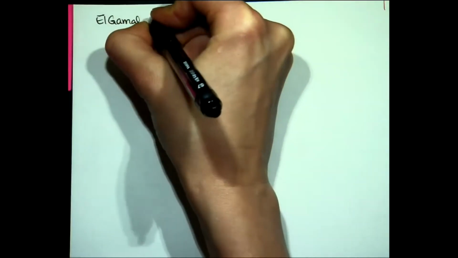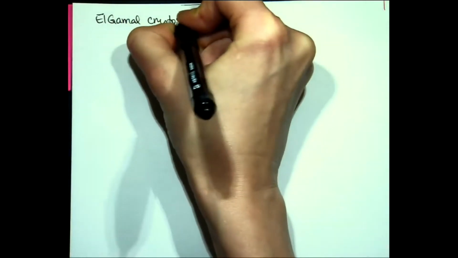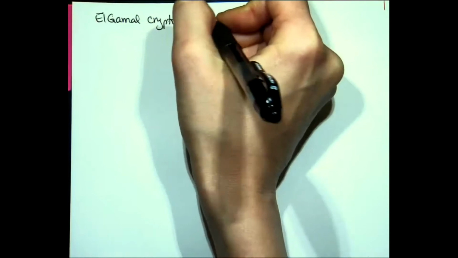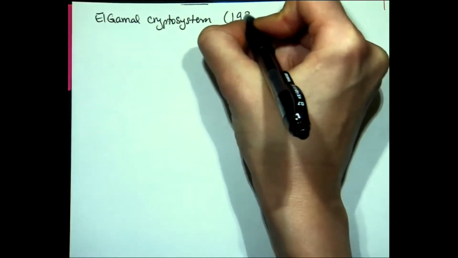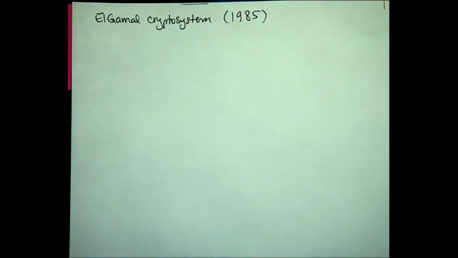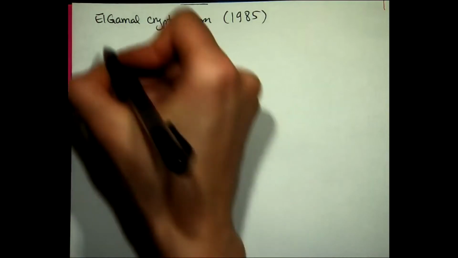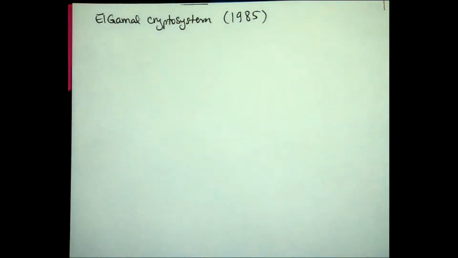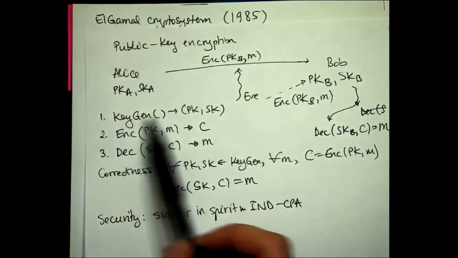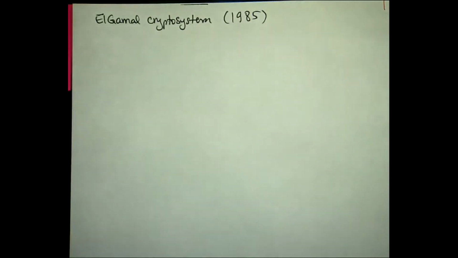Okay, so we're going to learn about the ElGamal cryptosystem, which is still widely used. And it was invented in 1985, so before most of you were born. Okay, so I'm going to have to tell you how each algorithm works: KeyGen, Enc, and Dec.